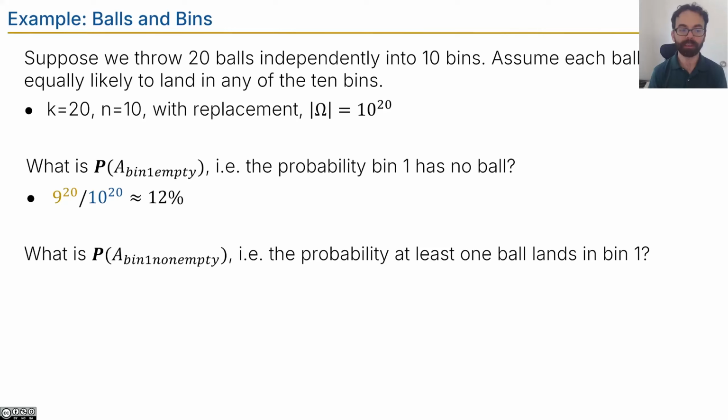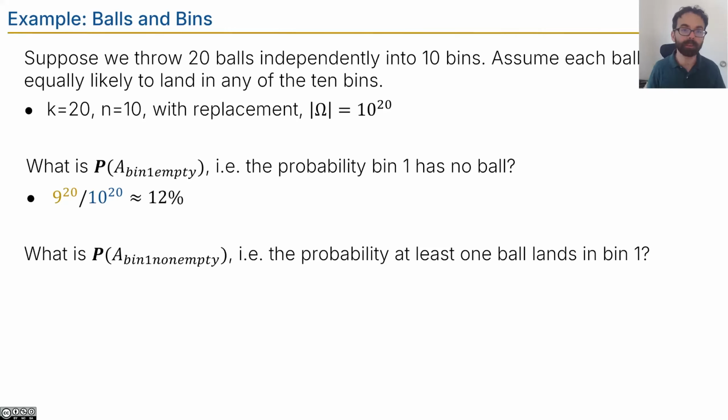What about the probability that bin 1 is not empty? That is, that it has at least 1 ball. Well, that can be a little more challenging if you try to approach it in the exact same way. Like we can't just say, oh, well, imagine a slightly smaller problem with only 9 bins. How many are there versus the 10 bin case? In this case, we need to do something a little more clever.